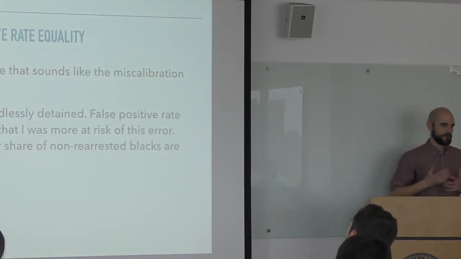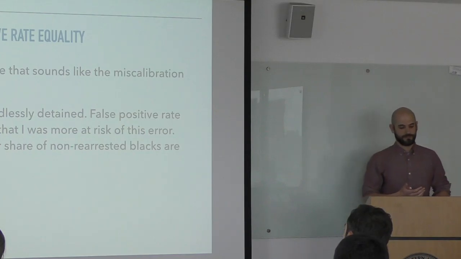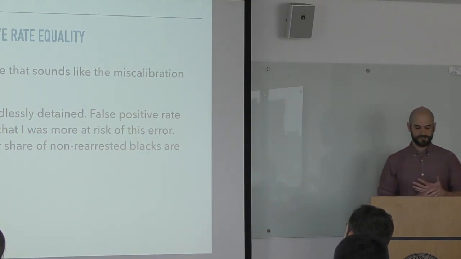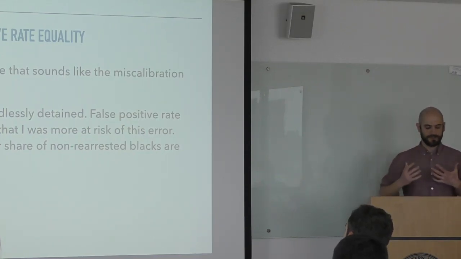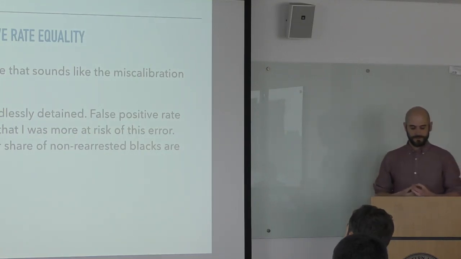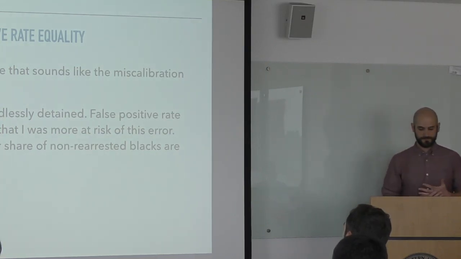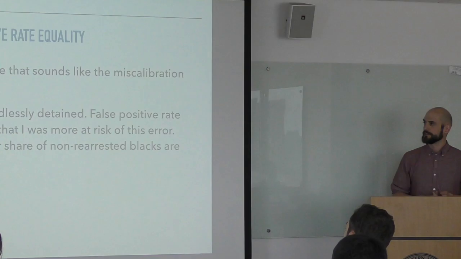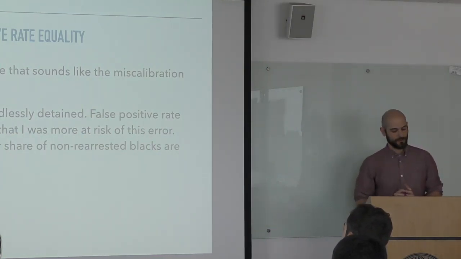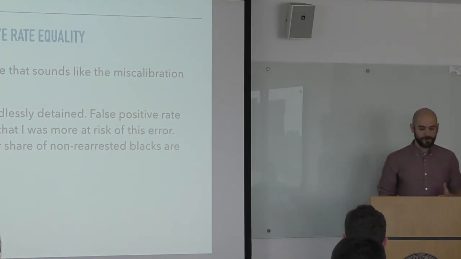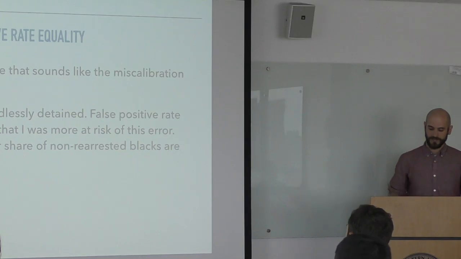That said, I think there are some more serious reasons you could think that false positive rate equality matters. So I think we can make a claim that sounds a lot like the miscalibration claim. Imagine the COMPAS case, where we have false positive rate inequality, and imagine the following complaint: I was needlessly detained, and false positive rate inequality shows that I was more at risk of this error. After all, a greater share of non-rearrested blacks are false positives.